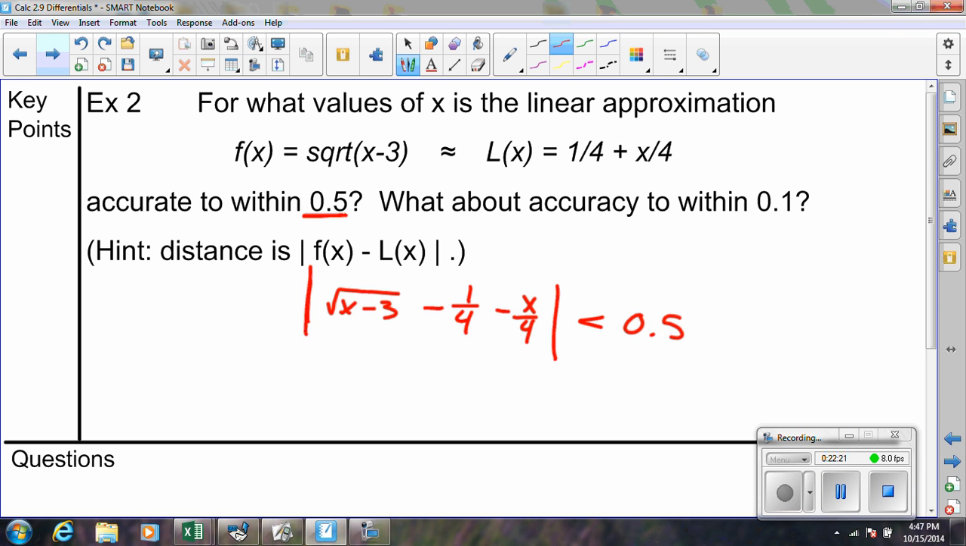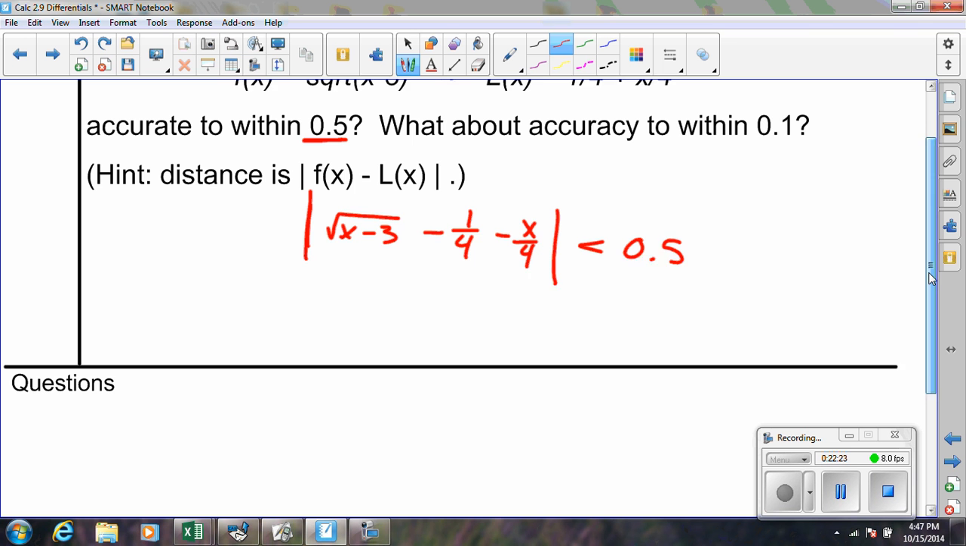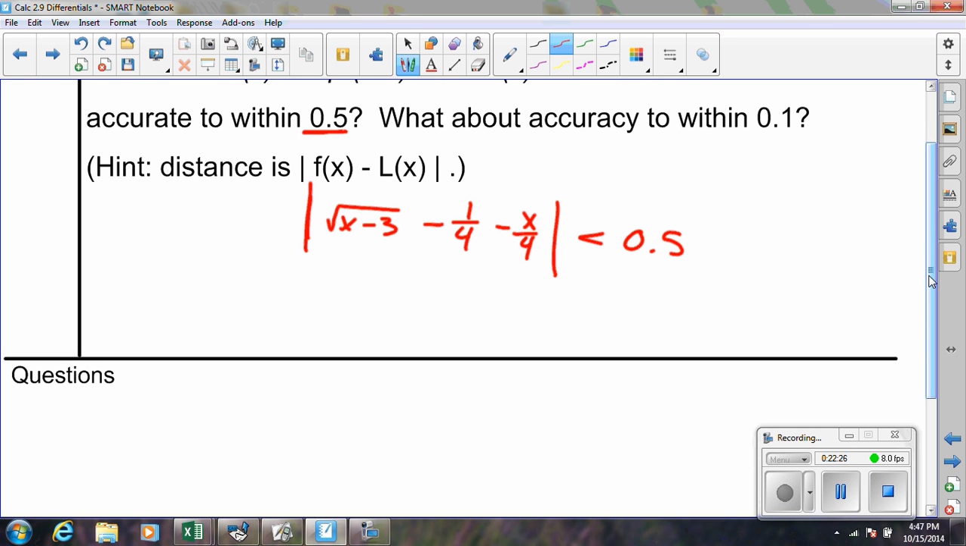Remembering back from your early days of algebra, if you want to solve an absolute value inequality of this form, one equivalent way to write it is negative 0.5 is less than our stuff in the middle, which is less than positive 0.5. There are other ways that we can write it, and our textbook actually provides a different one. But the key feature is we just want to know, when is this compound inequality true?